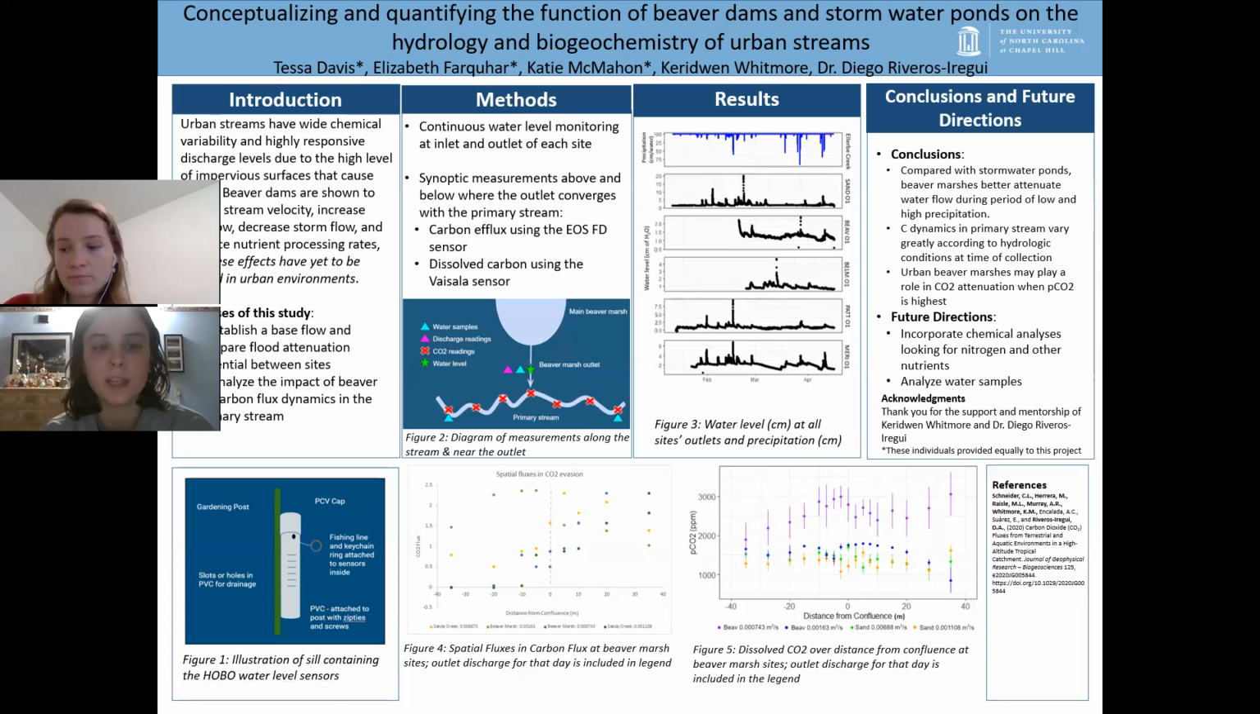So we find preliminary evidence that water flow is better attenuated in beaver marshes than in man-made stormwater ponds during both wet and dry periods, and that beaver marshes have the potential to both increase and decrease rates of CO2 release depending on hydrologic conditions such as stream discharge.